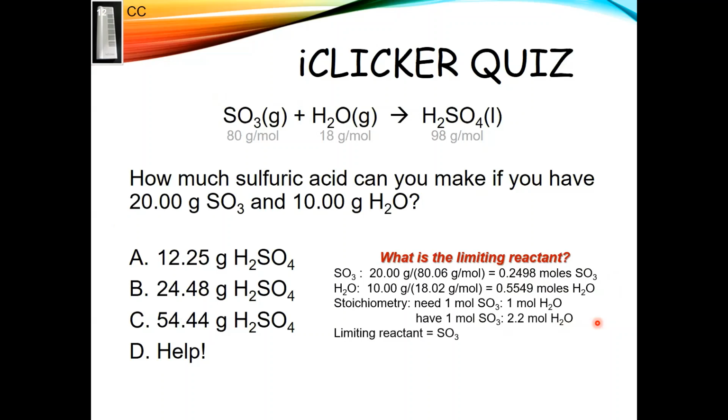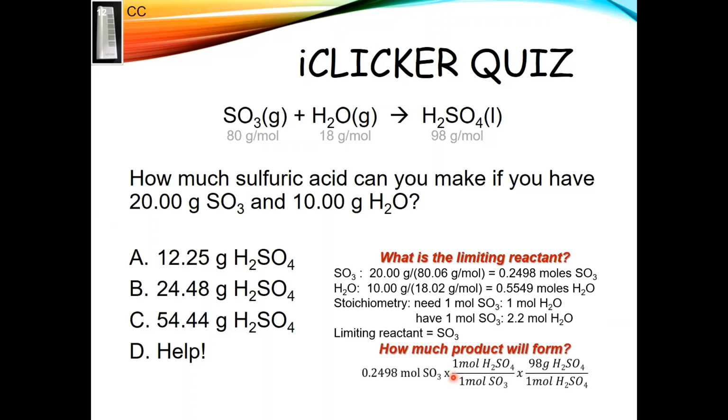All right, so let's calculate how many moles of H2SO4 we can produce from that. Well, we already know we have 0.2498 moles of SO3, and we can see from our equation that the mole ratio between H2SO4 and SO3 is 1 to 1. And so we have 0.2498 moles of sulfuric acid being produced. Then we're just going to have to multiply that by the molecular weight of sulfuric acid. When we carry this math through, we find that we produce 24.48 grams of sulfuric acid.